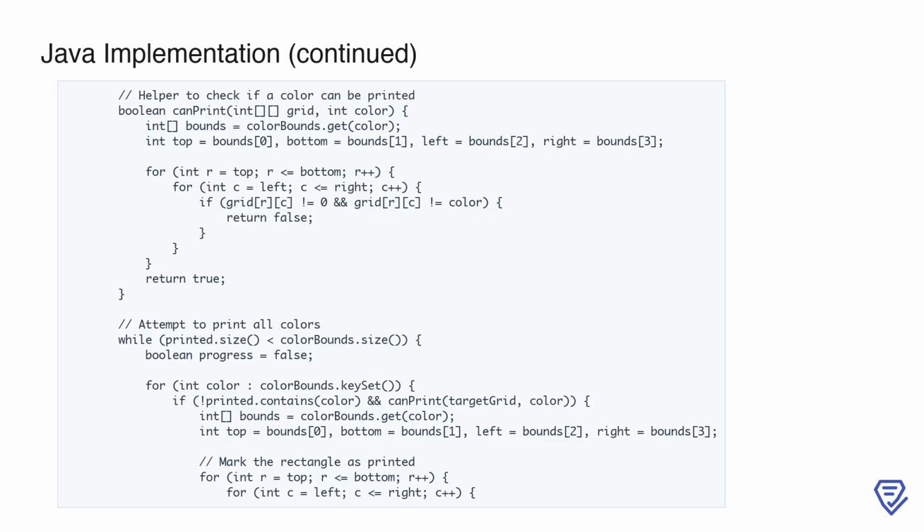If any cell contains a value other than 0 or the current color, it means the area is obstructed, and the color cannot be printed yet. If all cells within the rectangle satisfy the condition, the method returns true.